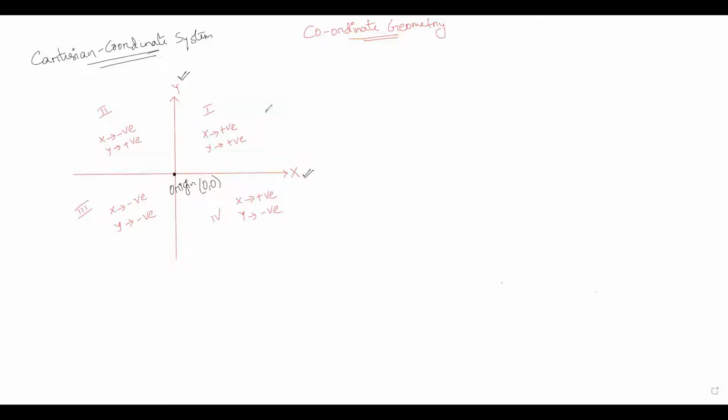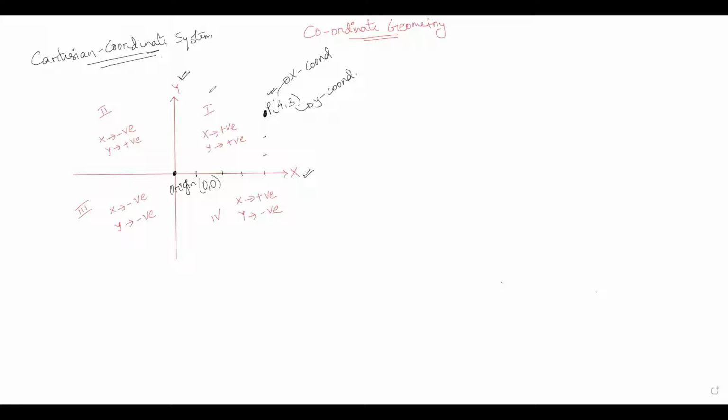So if I have a point P whose coordinate is say 4, 3, this simply means that from this origin I need to go 4 units to the right and 3 units above the x-axis to have the coordinate of this point P. This 4 is called the x coordinate and this 3 is called the y coordinate.